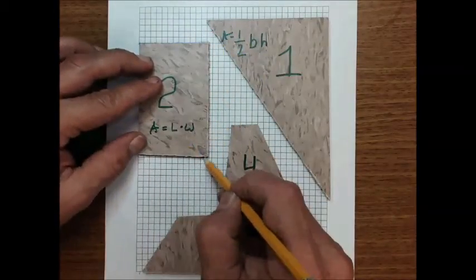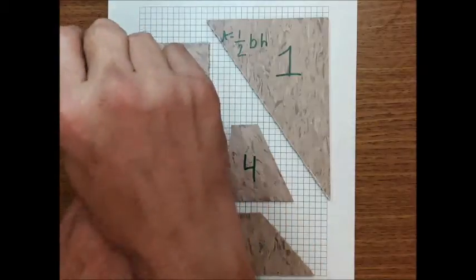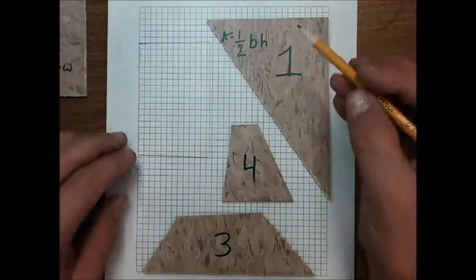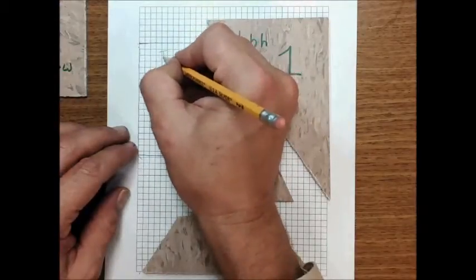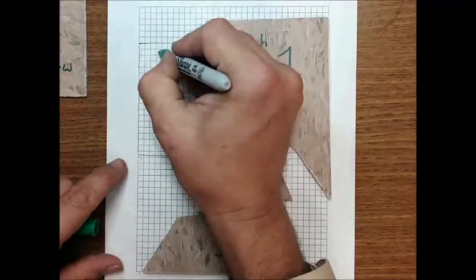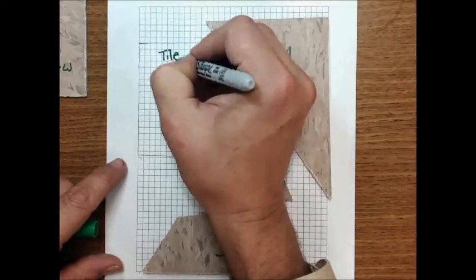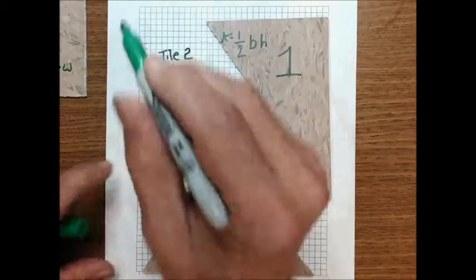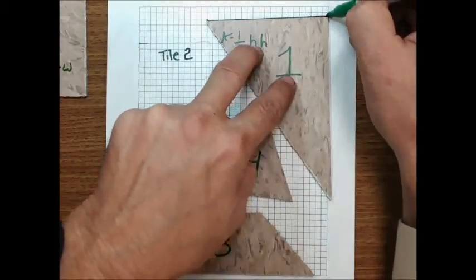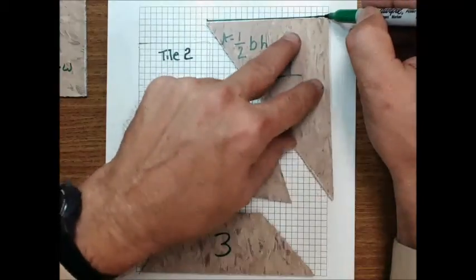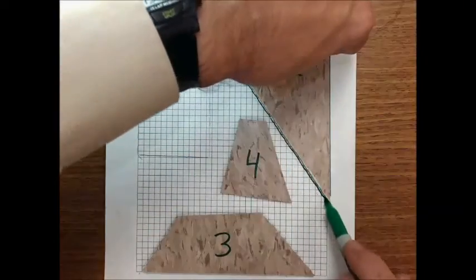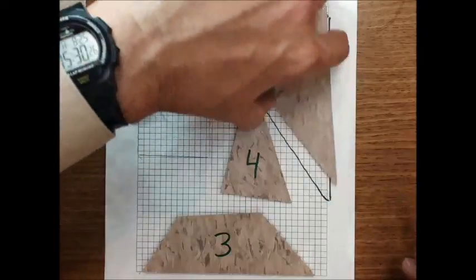Again, for tiles 1 and 2, which are uniform, I really don't need to trace them. I just need to draw them somewhere, and I'll label them. This will be, I should do this in a different color. I'll call this tile 2. And let me just trace these in color here as well. So here we have tile number 1.